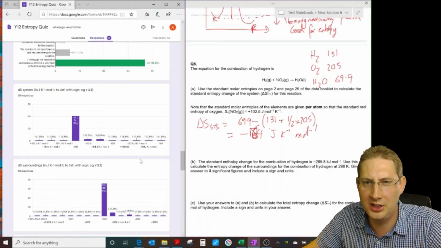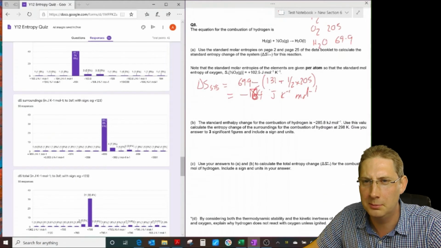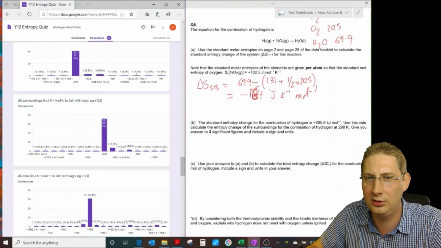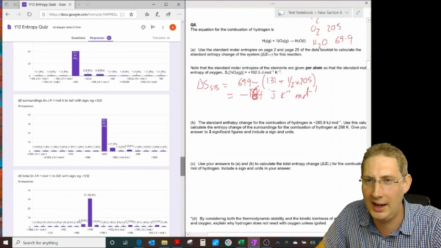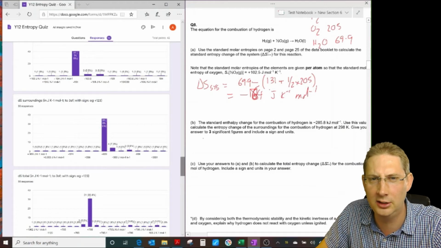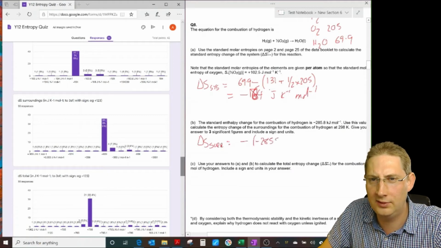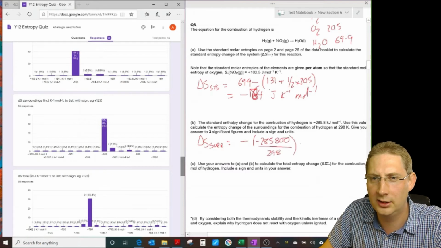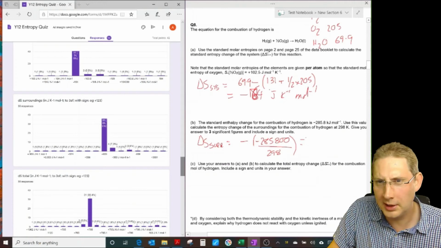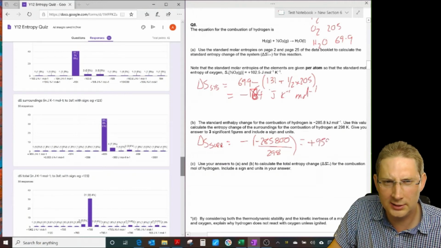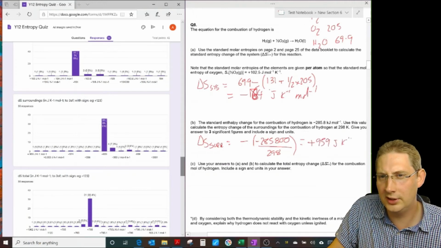The standard enthalpy change for combustion of hydrogen, minus 285.8. Use this value to calculate the enthalpy change of the surroundings. Give your answer to 3 sig figs, include a sign and units. So delta S surroundings is minus 285,800, because I've converted that into joules, over 298, which equals plus 959 joules per Kelvin per mole.